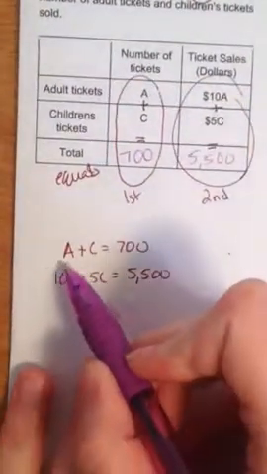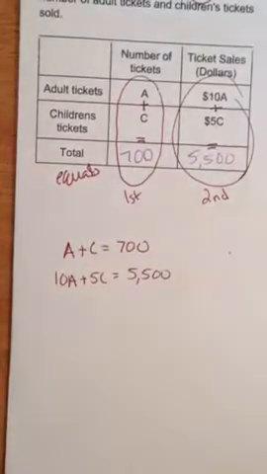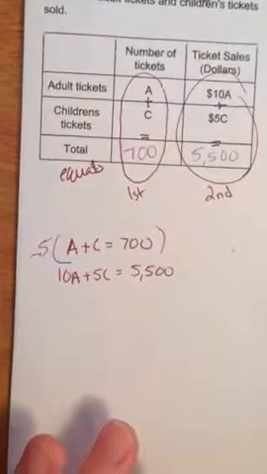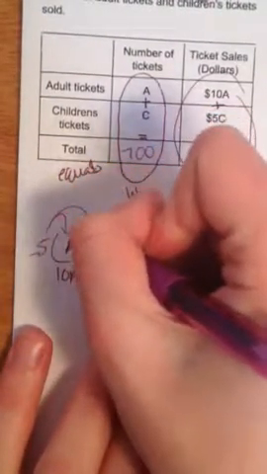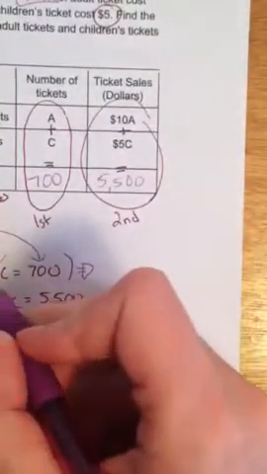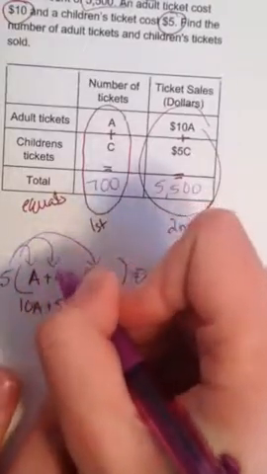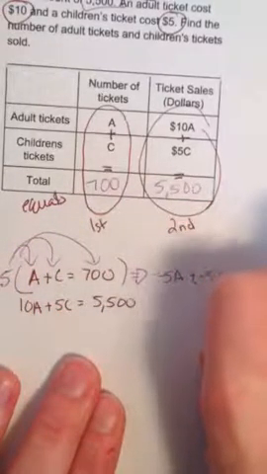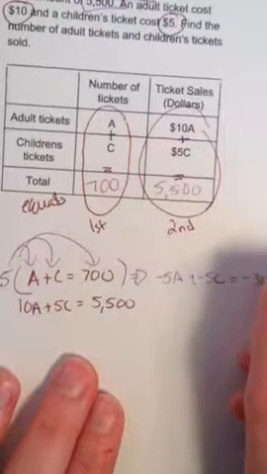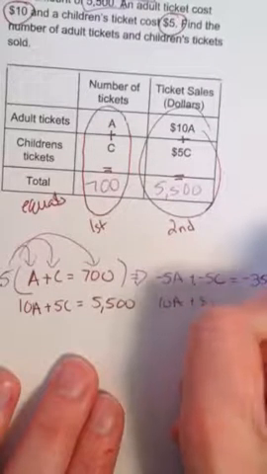So in this one, A and C, I can get rid of either one of them. Because 5 is smaller, I'm going to multiply the top one by -5. Because remember, I need one positive and one negative. So I'm going to distribute this in and write it off to the side. So -5 times A is -5A, -5 times C is -5C, -5 times 700 is going to give me -3,500. And then I'm going to rewrite my second equation.